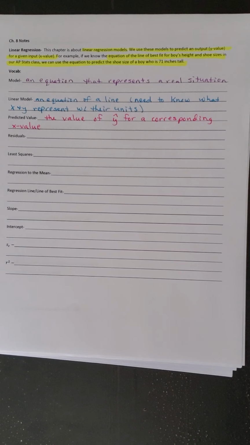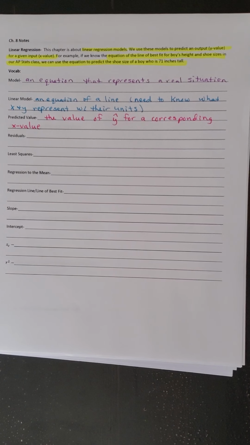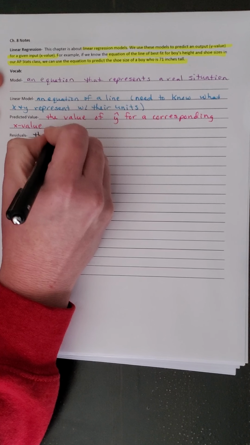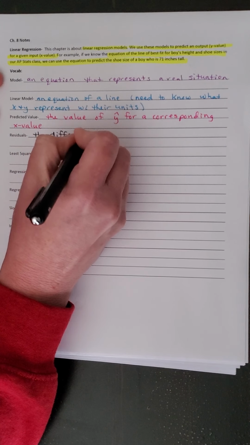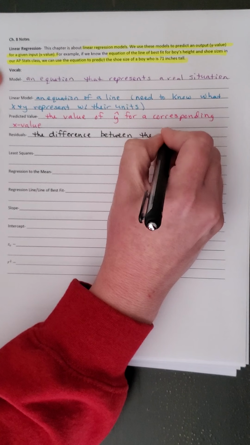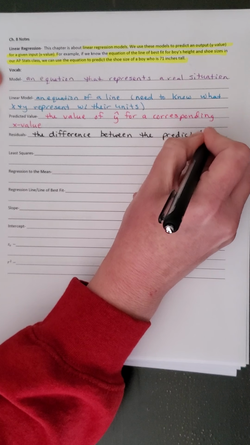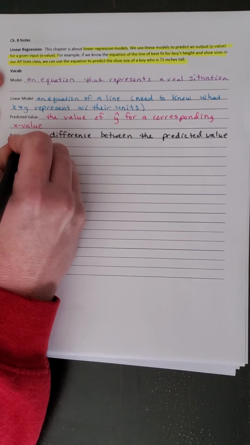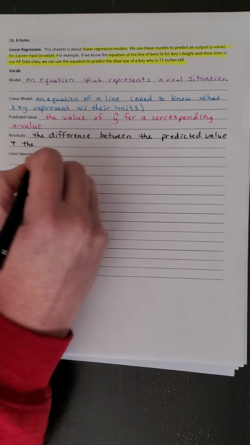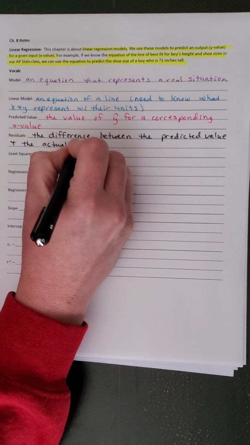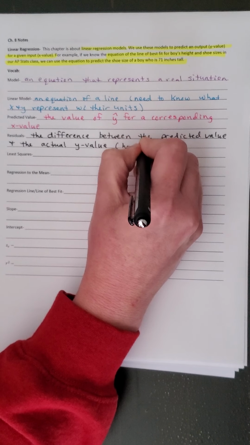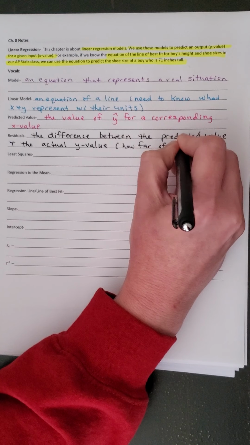All right, residuals. So a residual is like an error. It's how much off the line of fit you are. So it's the difference between the predicted value and the actual y value. Another way to think of it is how far off the line of fit you are.